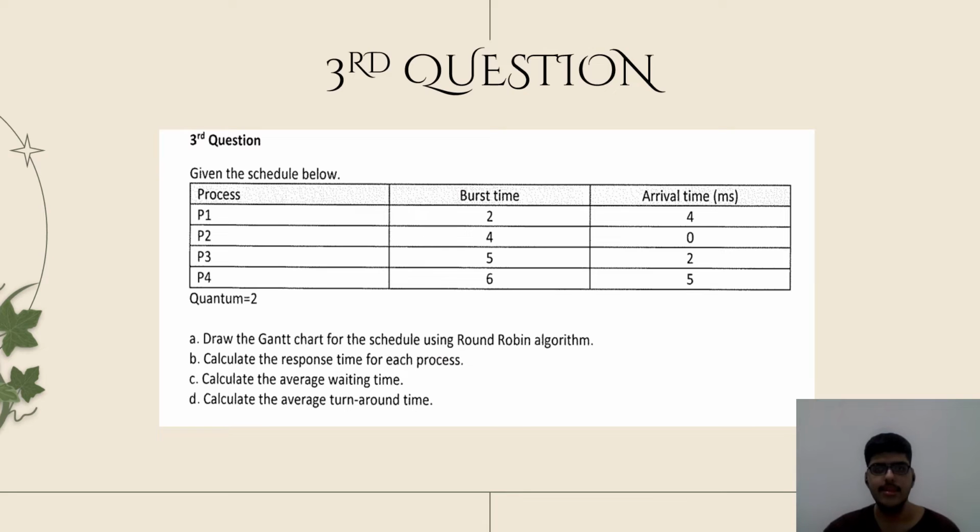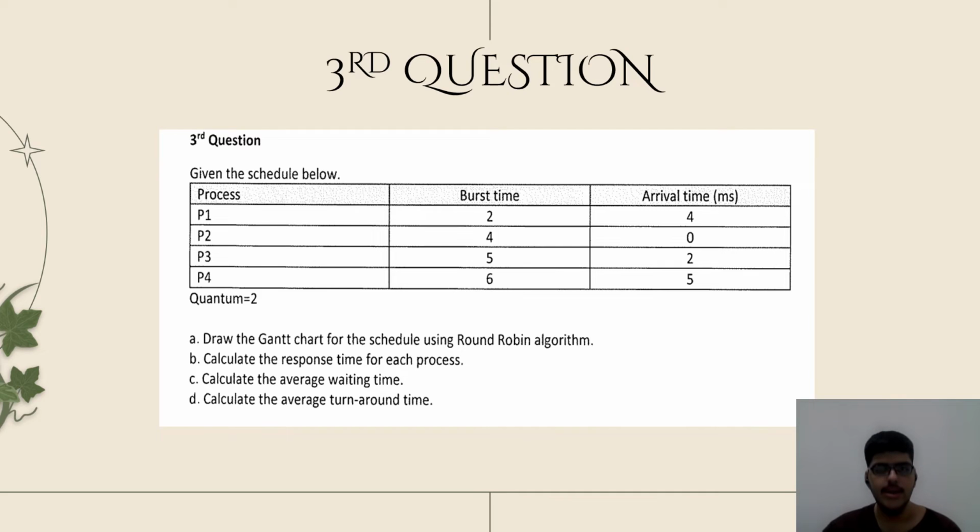Okay, this is the third question. Given the schedule below, processes P1, P2, P3, P4, we have burst time and arrival time. What is the difference between the second question and the third question of problem-based exercise 1, PBE 1?